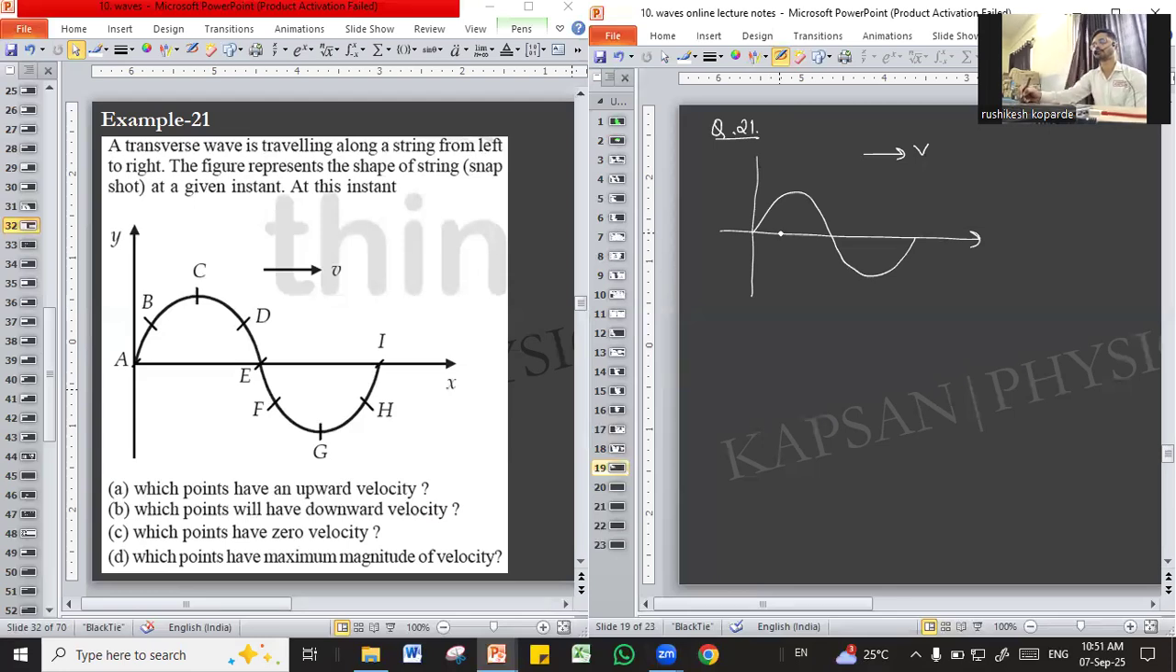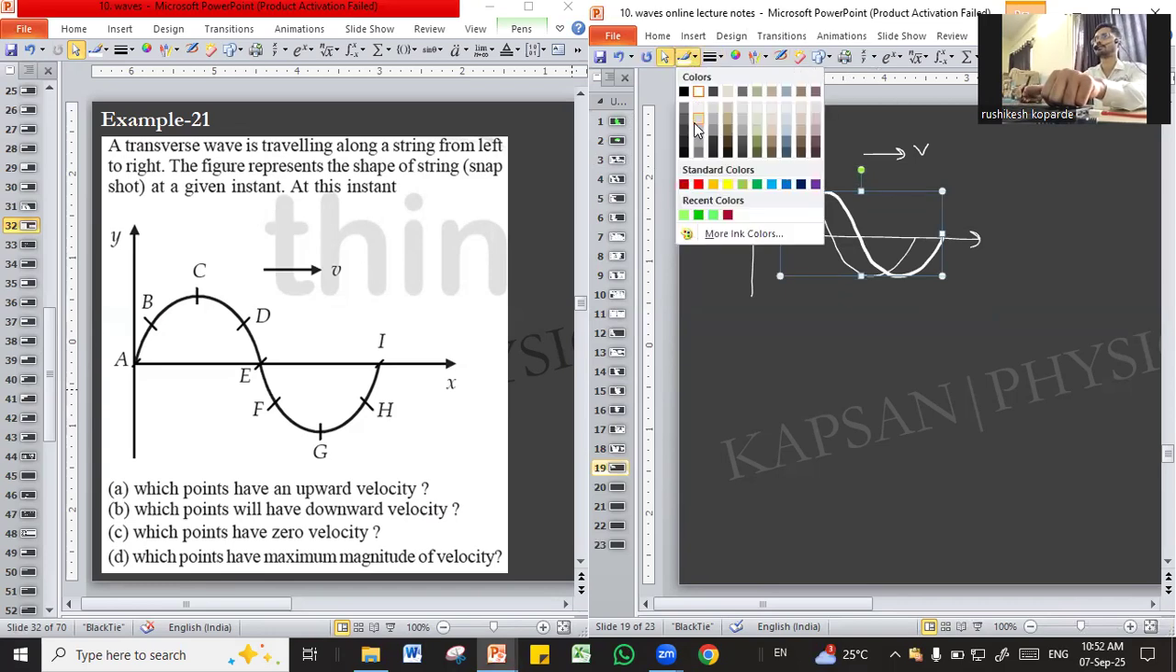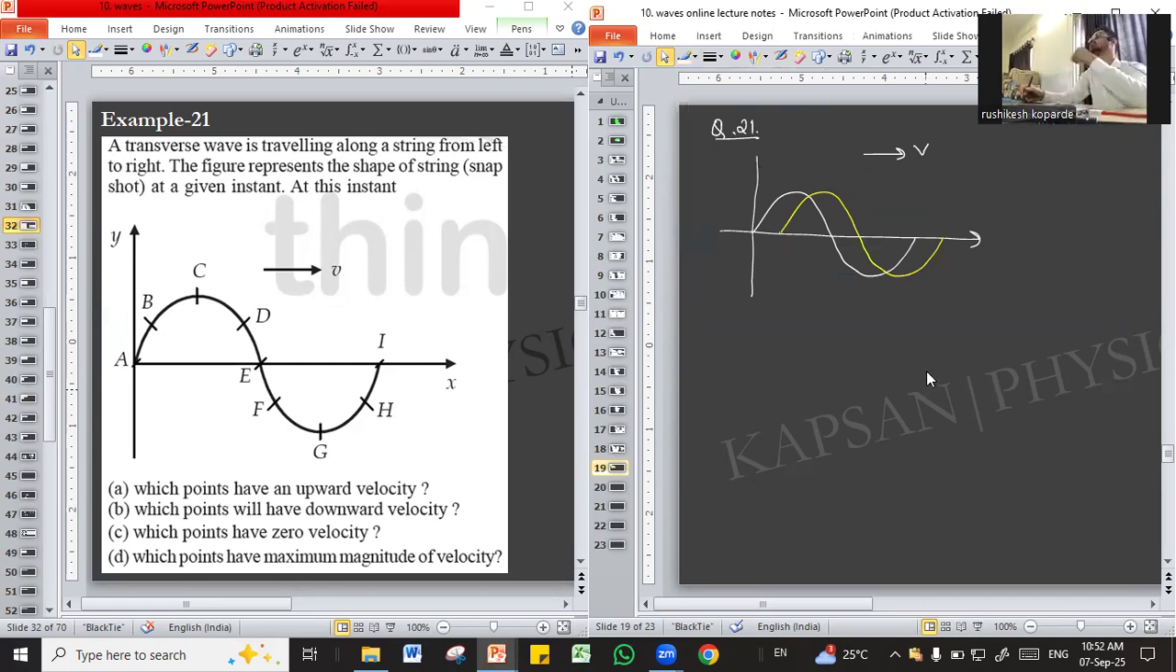After some time, what will happen? The wave will move right. Yes or no? The same shape, you will observe that it has moved somewhat rightwards. Means it will be like this after some time. Initially it is white, now it is yellow. Means all the particles which were present on the white line will come on the yellow line. Means these people will actually move down. These people will actually move up. These people will actually move up.